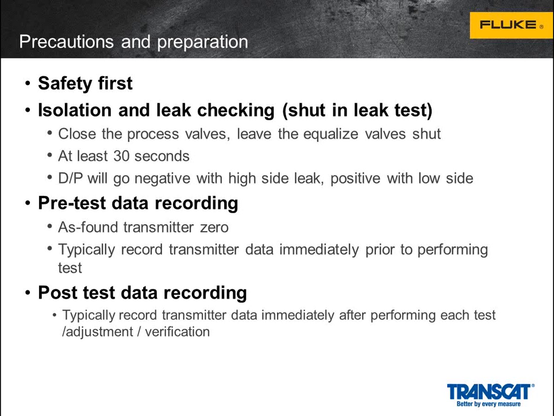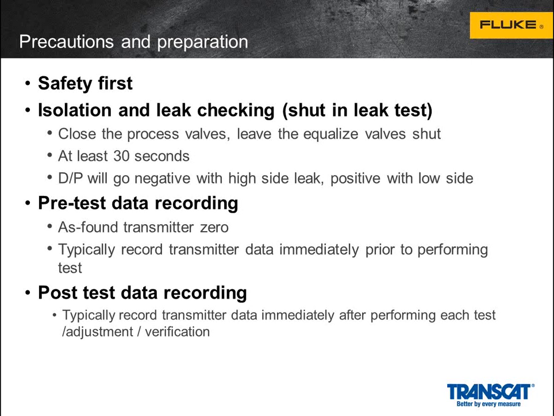You're going to do a little bit of data recording, so pretty much you're going to record your as found zero. A lot of times this will be with your laptop if you have a direct method. You want to record this and move into your test as quickly as you can. You don't want a lot of time between when you record the data and when you perform the test because it allows error to seep in. You're going to record your transmitter data after each verification or adjustment step because you really don't want to forget it. If you forget it, you're more likely to write down the wrong thing and make a mistake.